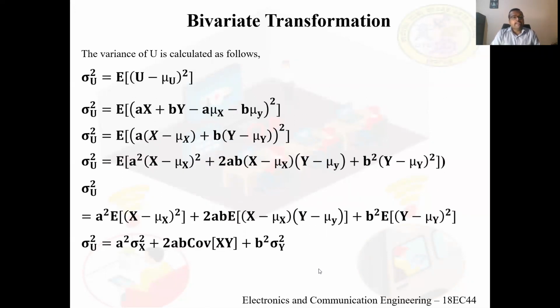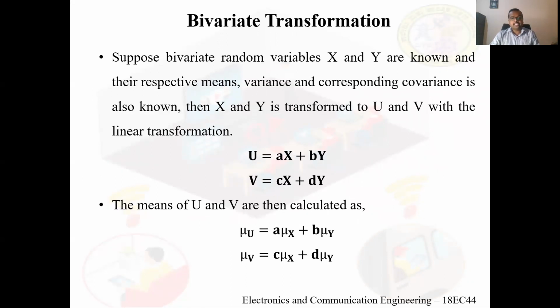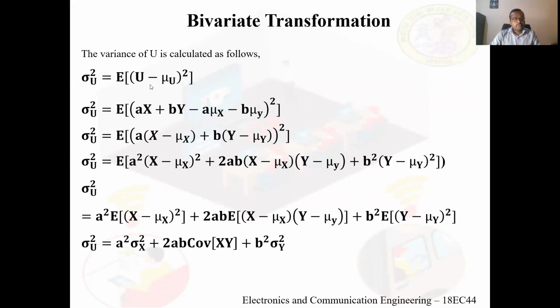Now, how do you calculate the variance of this random variable u? What is the formula? As we know from a single random variable, the formula for variance is sigma square u is equal to E of u minus mu u whole square. Now, what is u? We know the equation here. u is nothing but ax plus by. And what is mu u here? a mu x plus b mu y. Now, substitute for u and mu u. u is ax plus by. mu u is a mu x plus b mu y. Since we have the negative symbol here, minus of a mu x minus of b mu y whole square.